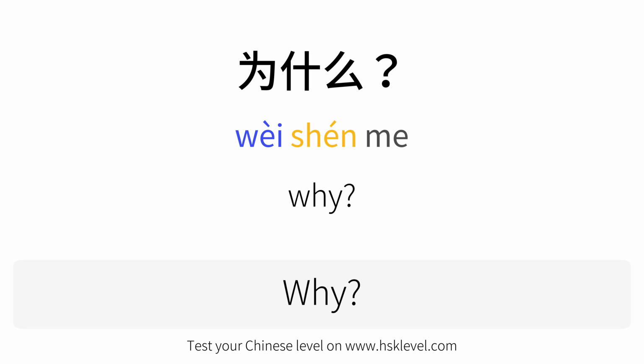The first part is 为, which is a preposition that means for or because of. It indicates the cause or the purpose of something. For example, 我为你做饭 means I cook for you or I cook because of you.